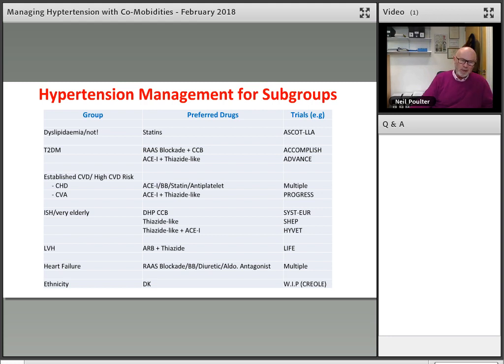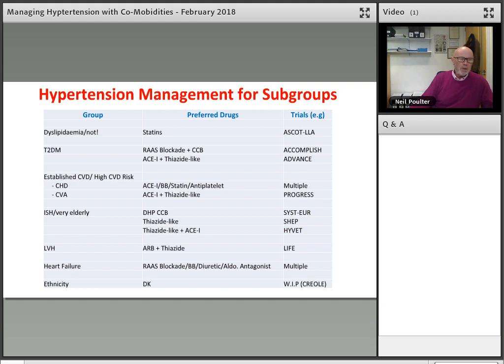In ACCOMPLISH, it was benazepril was the RAS blocker. And we got ACE plus thiazide-like in ADVANCE, showing the benefits of lowering the blood pressure. And let me point out that in ADVANCE, that was irrespective of baseline blood pressure. Many of these were not hypertensive.